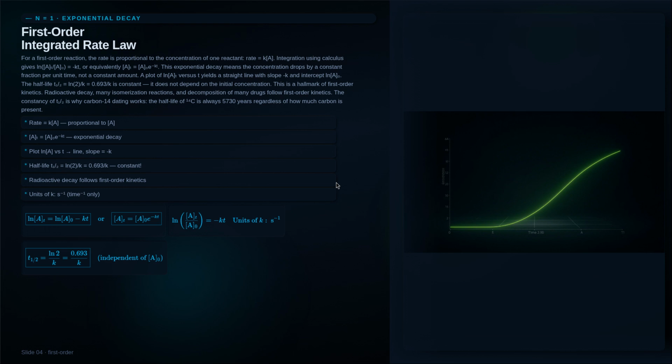The half-life for a first-order reaction is the natural log of 2 divided by k, which is about 0.693 over k. Crucially, the half-life is constant. It does not depend on the initial concentration. This is a hallmark of first-order kinetics. Radioactive decay follows first-order kinetics. Many isomerization reactions and drug decompositions also follow this pattern. The constancy of the half-life is why carbon-14 dating works. The half-life of carbon-14 is always 5,730 years, regardless of how much carbon is present.